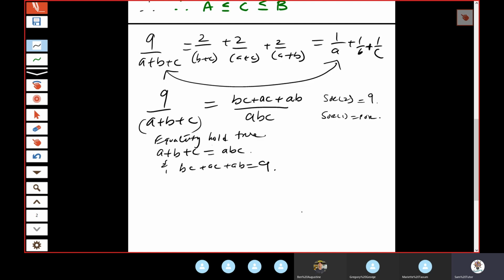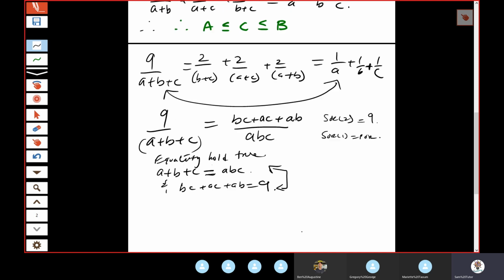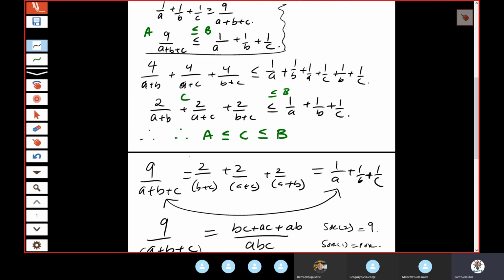we need to have that A plus B plus C would equal ABC, and that BC plus AC plus AB equal 9. So this equals this. As long as these conditions are met, this will all be equal to each other. You could have done this, like I said, to this. It would have been a little bit messier. You would have still had to end up with this particular result. All right. A little bit different to what you're used to, I know, but that's how these work.